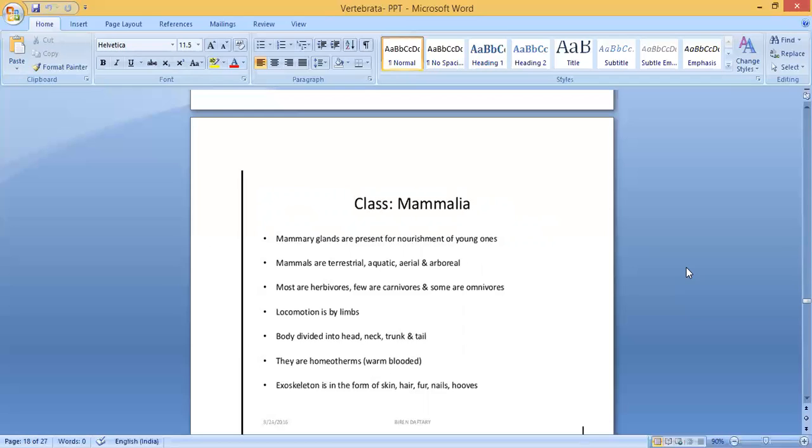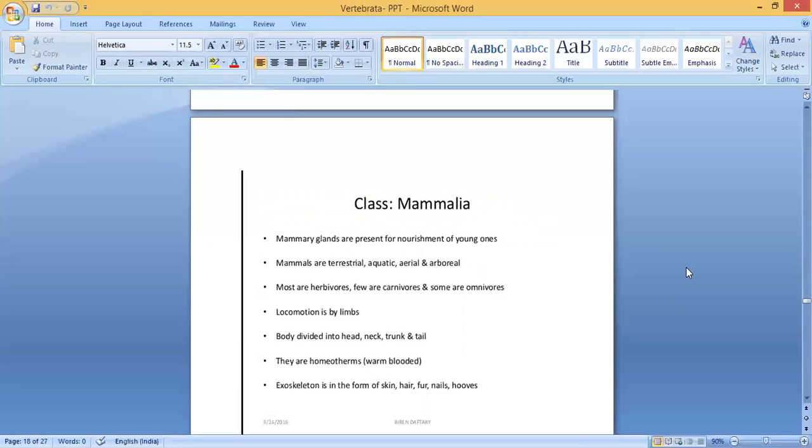Mammary glands are present for nourishment of young ones. I told you just now, the mammalian group, they give birth to young ones and feed them with milk. That is, mammary glands are present for nourishment of young ones.